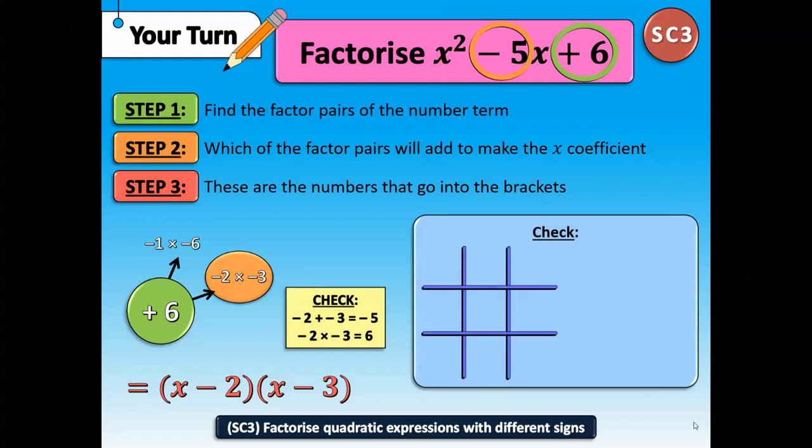We can check this by expanding the double bracket using the grid method. And our answer is correct. So our answer is x minus 2, x minus 3.